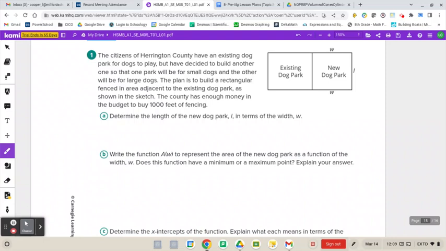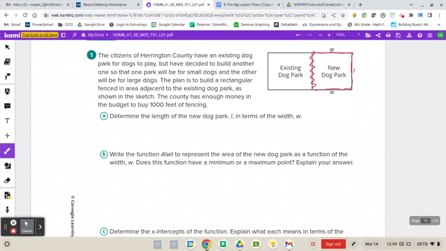So remember, we're just doing this new part, and they're not including this because there must already be a fence there. Can anybody tell me the formula for perimeter? You all know it's add up all the sides, but what's the formula? Length times width.